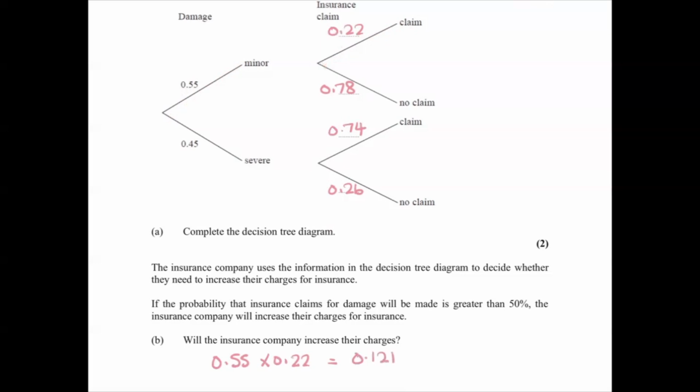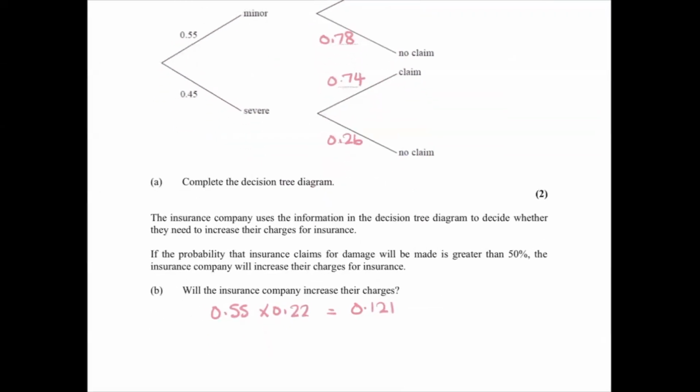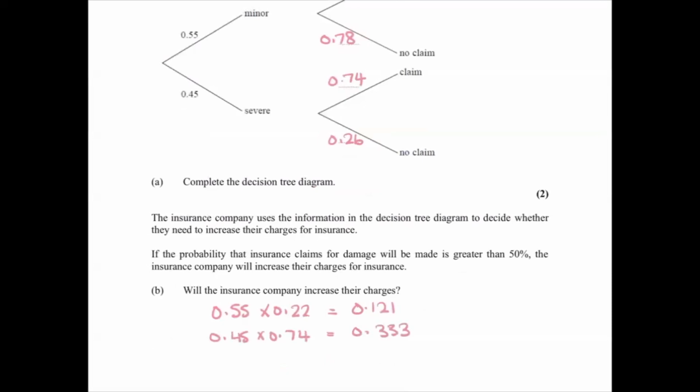We're going to do the same when it's severe. We've got the claim here being much higher. So we're going to again use those two values. We then take those two results, add them together to get a total probability. Okay, that is under 0.5. It is not 50% yet, so we can say not yet, or no, they don't need to increase, whatever language you want there, but make sure you do answer the question.